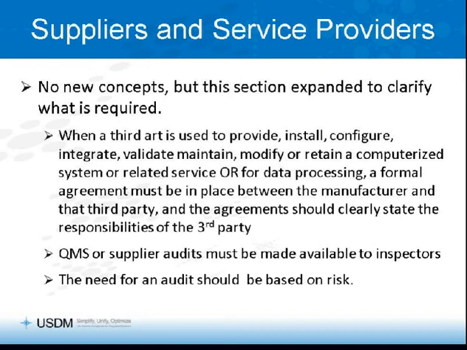And the agreements need to clearly state what the responsibilities of that third party are. So if you use an outsourced supplier to validate your system, you need an agreement in place that clearly defines responsibilities. If you bring in an implementation team to implement your system, you must have an agreement in place that clearly defines roles and responsibilities. Again, any quality management system or supplier audits need to be made available to inspectors. And the need to audit a supplier or service provider needs to be based on risk.